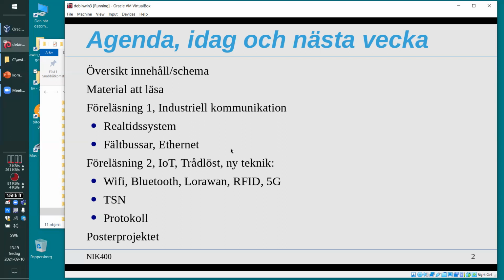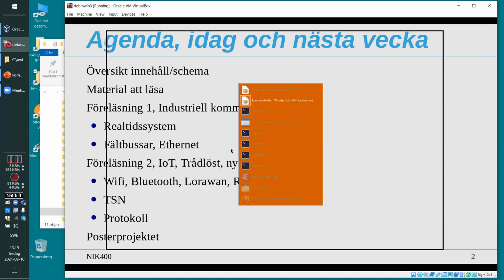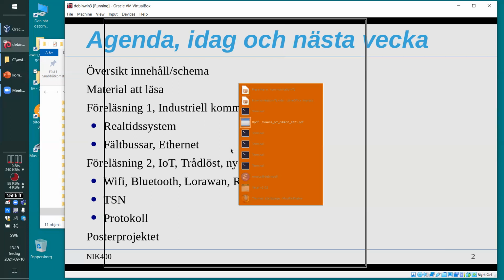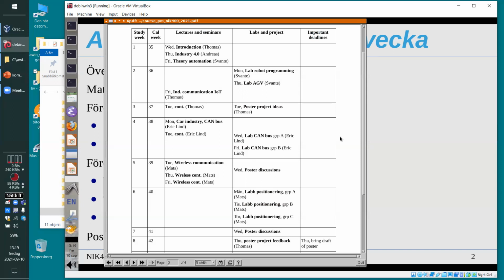But as a reminder, what was the course about? Let's see, I have the course PM here. It's on Canvas, so it's no surprise and no change. But just as a reminder, you have been listening to Andreas, hopefully, and you have done some robot stuff now. I have a little bit part. It's 2 lectures here about industrial communication and IoT, and a discussion on the poster project.